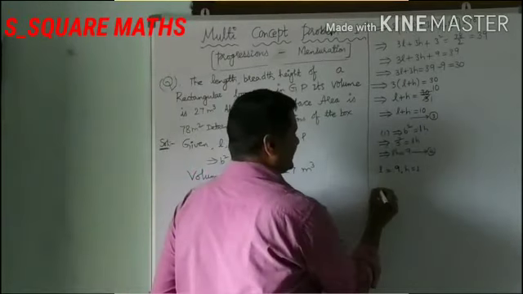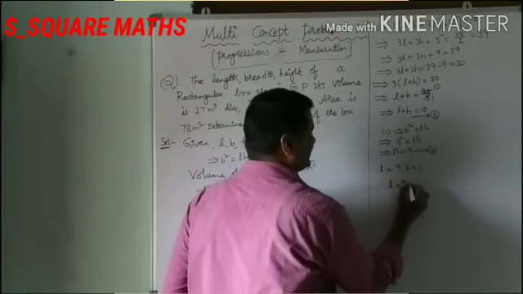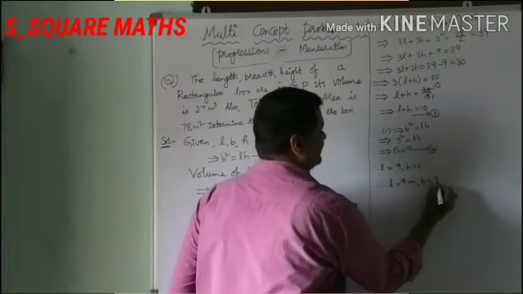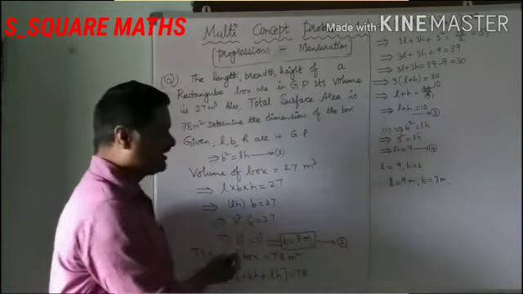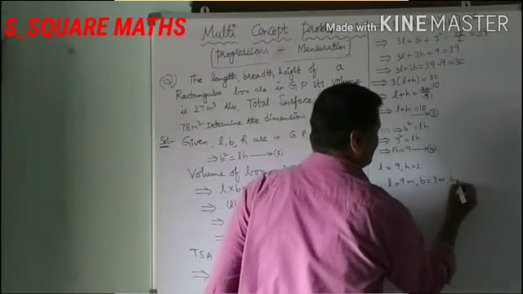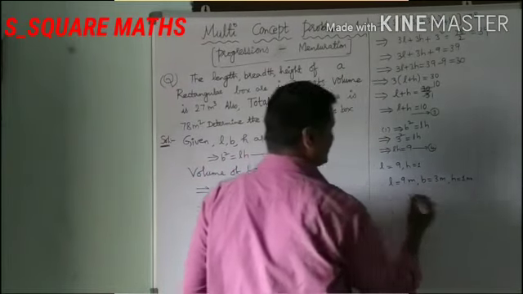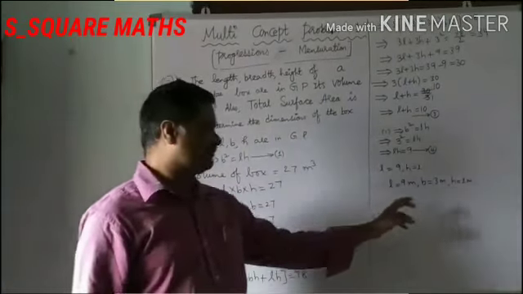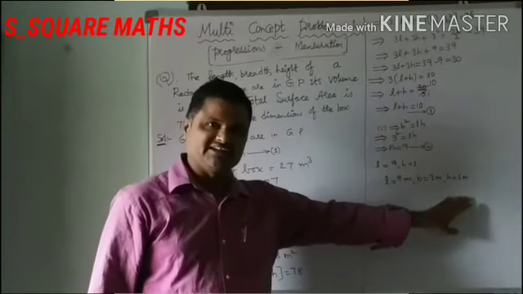So therefore I can consider L is equal to 9 meters, B is equal to 3 meters, which we just got, and H is equal to 1 meter. Therefore the dimensions of the box are 9 meters, 3 meters and 1 meter.